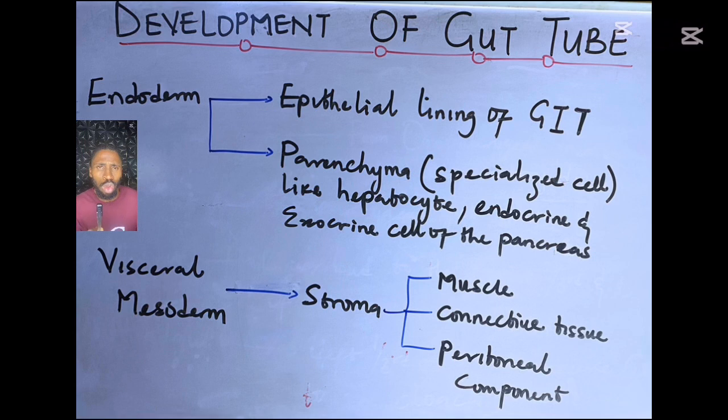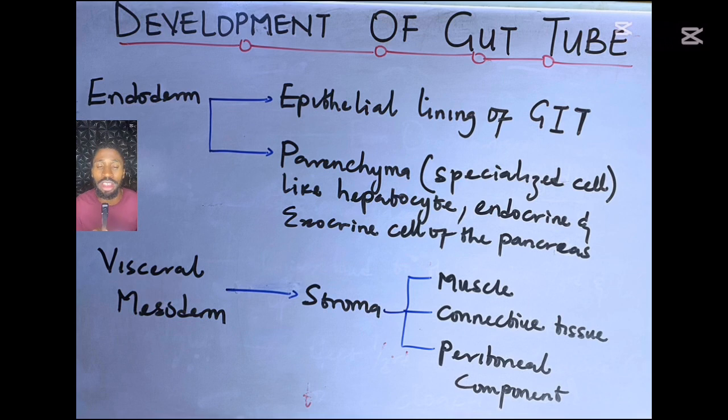Don't forget. So the stroma part of the gut is formed from the visceral mesoderm, which forms the muscles, the connective tissues, and other parts of the gut tube. So the stroma cells are formed from the visceral mesoderm, while the linings are formed from the endoderm, and the endoderm gives rise to the parenchyma, which gives rise to special cells in the GIT. Don't forget it.